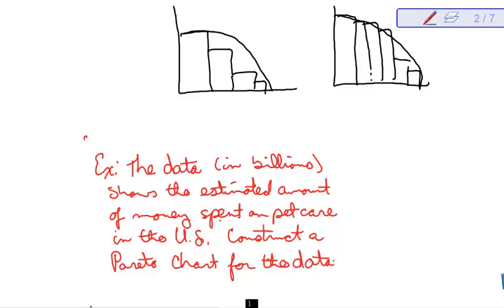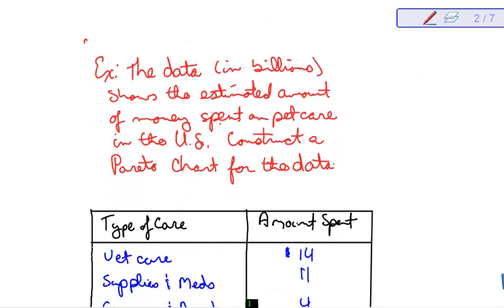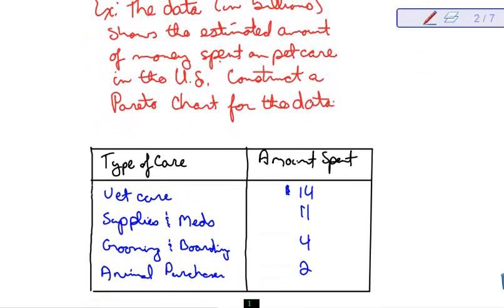The data in billions shows the estimated amount of money spent on pet care in the US. Construct a Pareto chart for the data. So here is the data. We have type of care and the amount spent. So in the US, we spent $14 billion on veterinary care. We spent $11 billion on supplies and medicine for pets. We spent $4 billion on grooming and boarding for pets, and $2 billion on animal purchases, meaning the actual purchase of the animal.